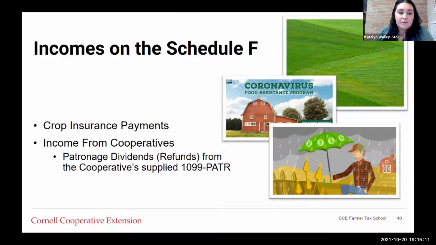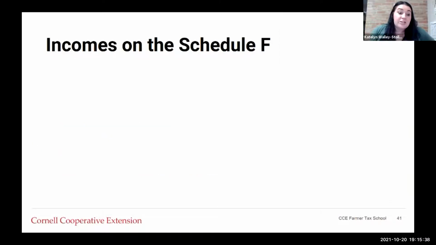Okay, so other incomes that are claimed on your Schedule F include crop insurance payments and income from cooperatives. So if you're, for example, selling your milk to a milk cooperative or purchasing feeds from a feed cooperative, any patronage dividends that you get, you are going to claim those as a Schedule F income as well. And they should be filing a 1099 for you before the end of January of the following year. So then you can go ahead and claim that on your Schedule F.